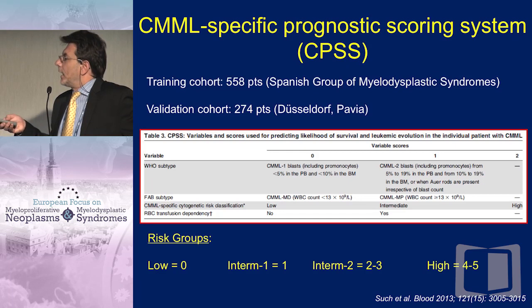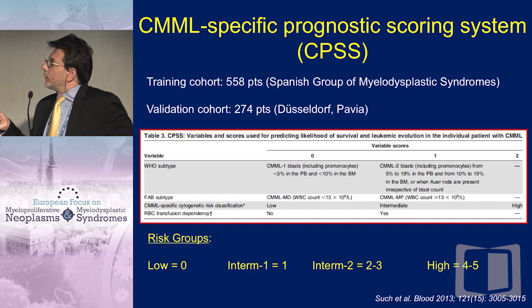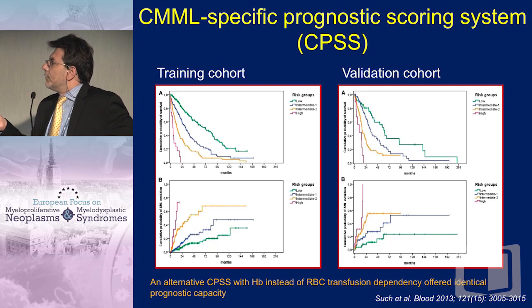So this is different from the previous cytogenetics used in MDS. And with this cytogenetic score, the Spanish group, together with the Pavia group and the Düsseldorf group, developed this CMML-specific prognostic scoring system in which they included the subtype of CMML according to the WHO, so according to the marrow blast, the white blood cells, so the subtypes according to the FAB subtype, and then the cytogenetics that I already told you, and the transfusion requirement. And according to this score, they could define four risk groups that are able to stratify patients according to survival, as you can see, both for overall survival and for the risk of transformation in acute leukemia.